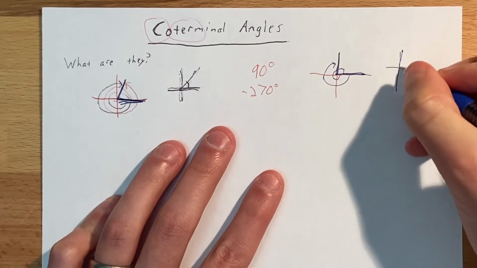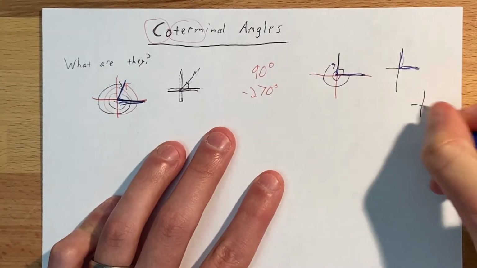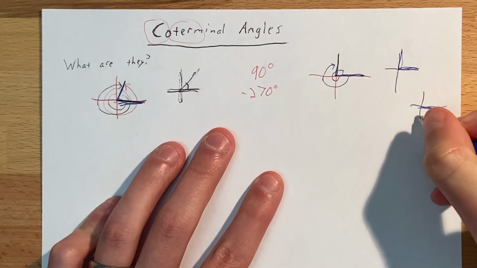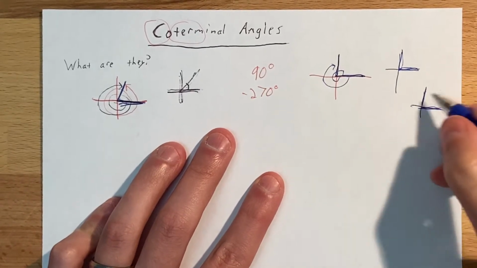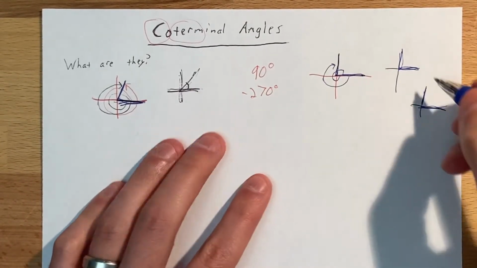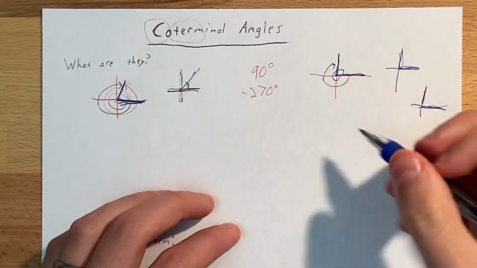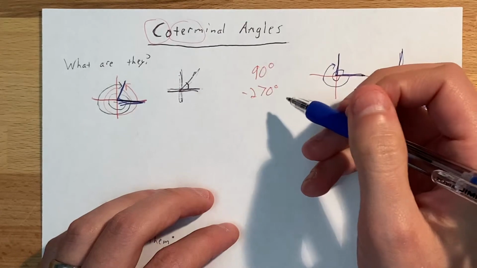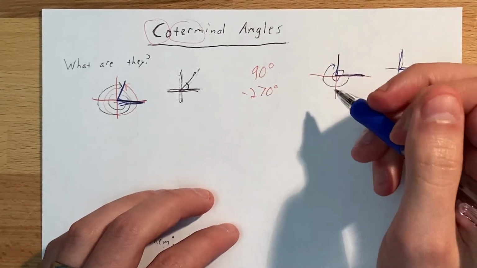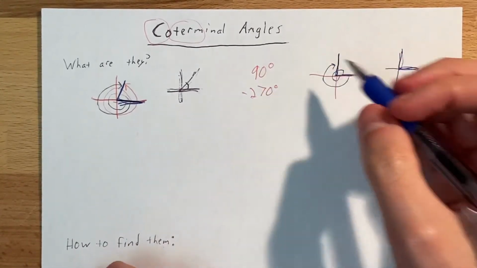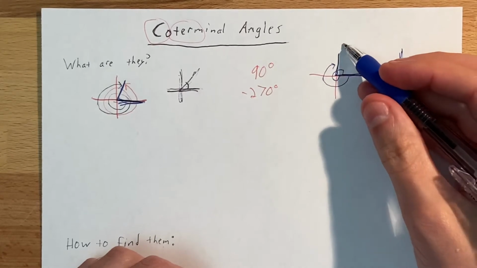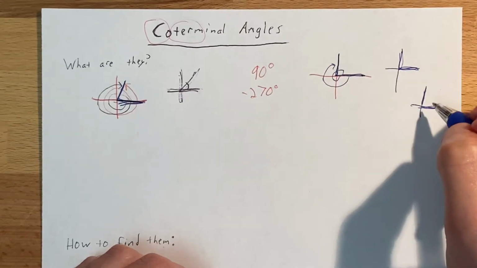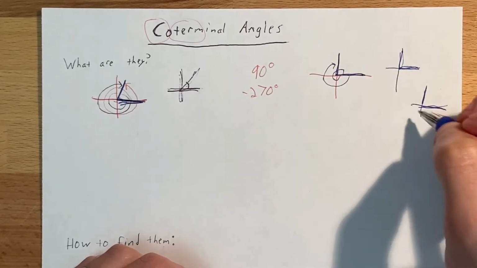If I was to do them next to each other, here's 90, and then here's negative 270. And they look exactly the same. They are coterminal angles. So that is what a coterminal angle is. It doesn't have to be in degrees. I'm just doing it because degrees tend to make more sense to people since you learn about them before radians. I could say this is pi over 2, and I could say that this is negative 3 pi over 2, and they are the exact same.